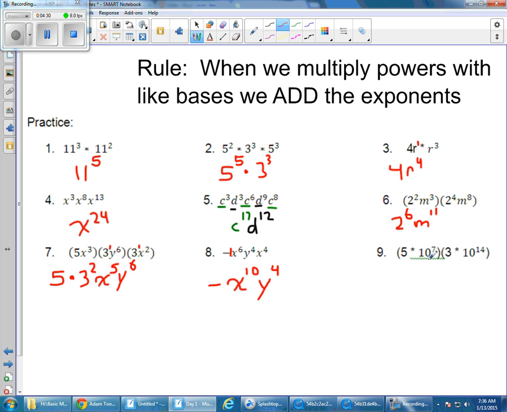All right, this one, number 9, is different. If you look, 5 does not have a like base. There's not another 5 in here. And 3 also does not have a like base. So we are going to do 5 times 3. We are going to combine, multiply-wise, these two. So 5 times 3 gets me 15. And then I'm going to combine my other like bases. I've got 10 to the 7th and 10 to the 14th. So I'm going to have 15 times 10 to the 21st power.